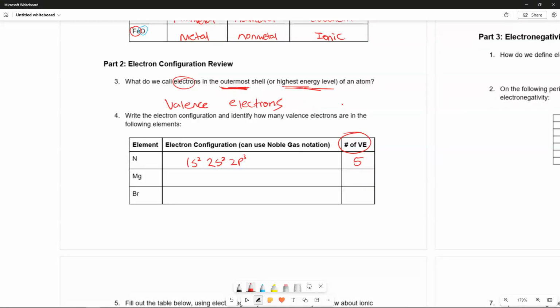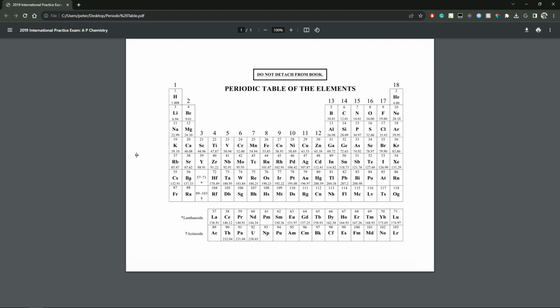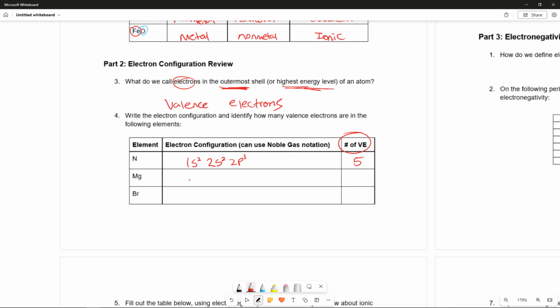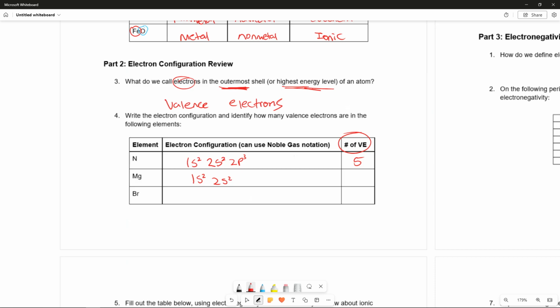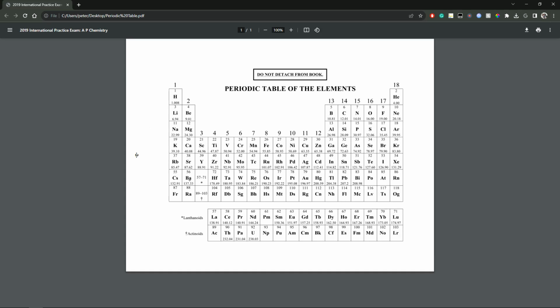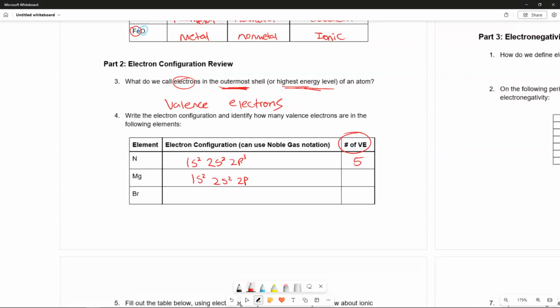All right, let's try the second example. Magnesium, element number 12. Same deal. We're going to try without noble gas notation, and we'll do it on bromine, so don't worry. For magnesium, we're going to count all the way to 12. 1s2, 2s2, and this time we have a full p sublevel on the second, so we have 2p6. Then we're going to go down to the third row, and we have a full s sublevel, so 3s2, and that is your answer.